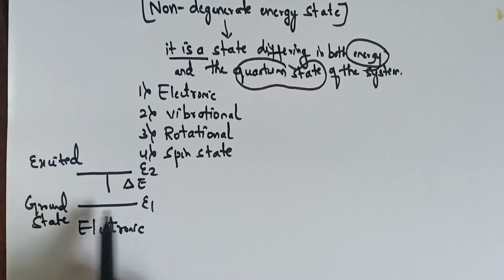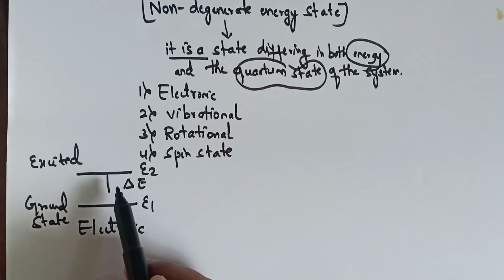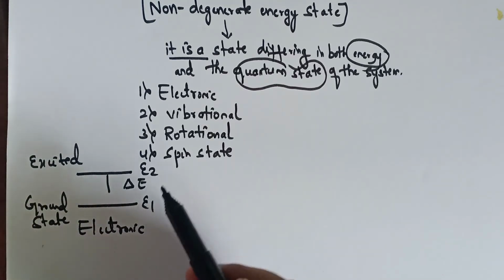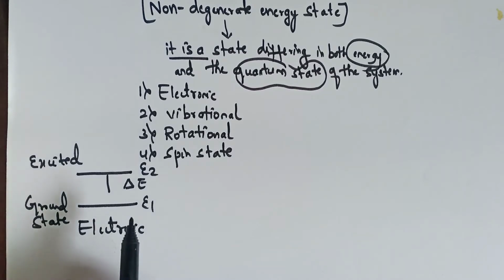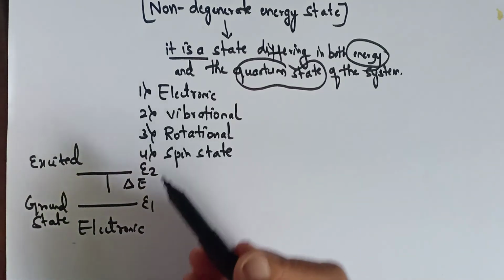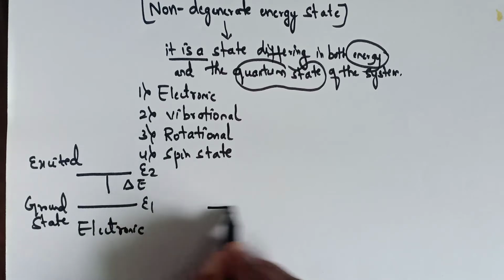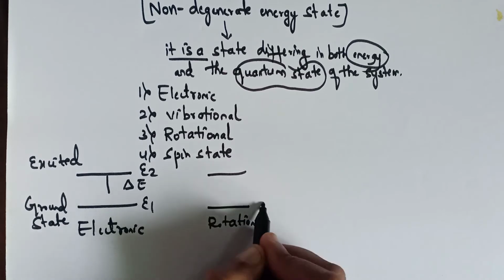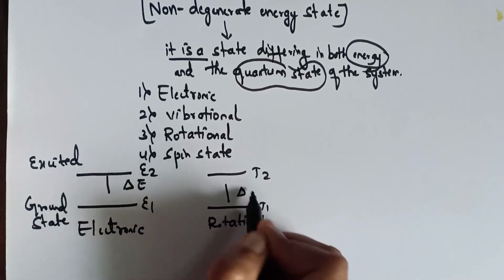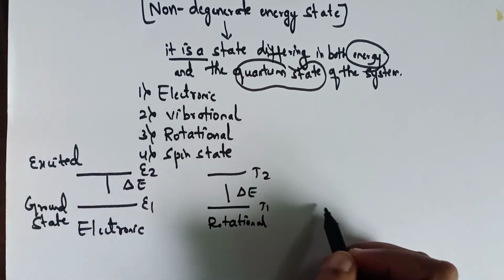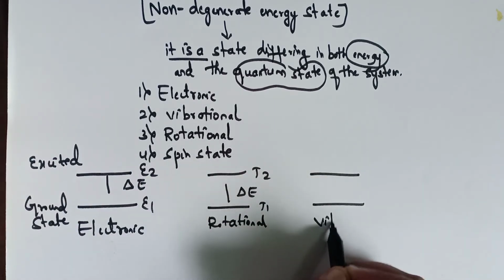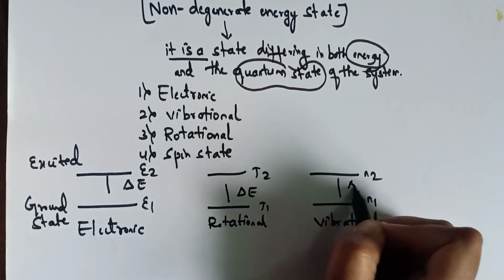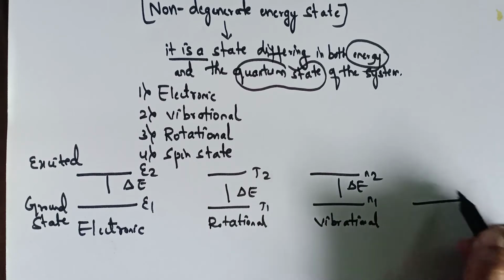Here you can see this is ground state and this is excited state. So they both differ in the energy and also quantum state of a system. So it is a degenerate system. Why? Because it is having different energy levels. And now for rotational, the energy gap is delta E. Next comes the vibrational. And next comes the spin state.